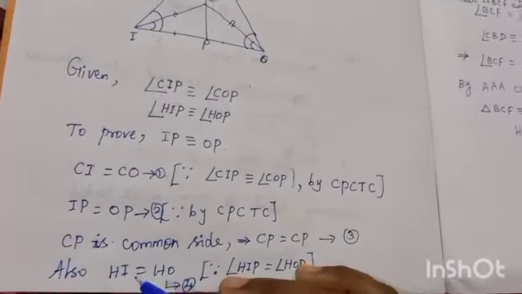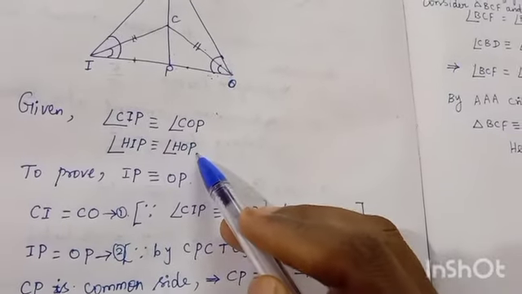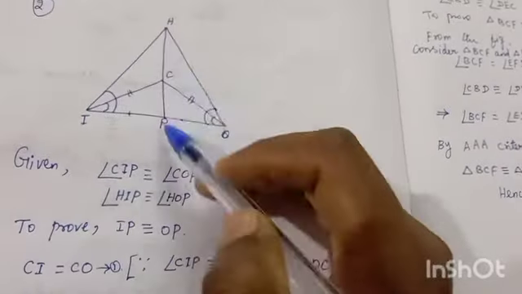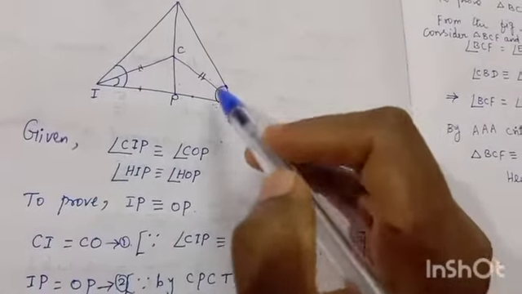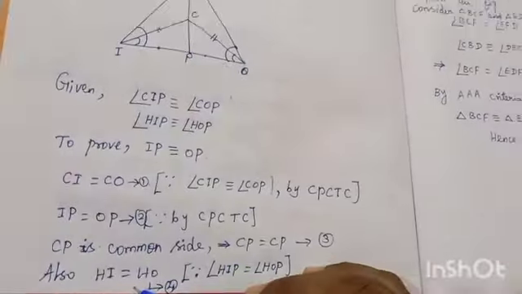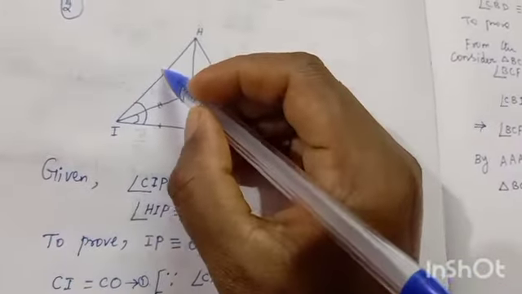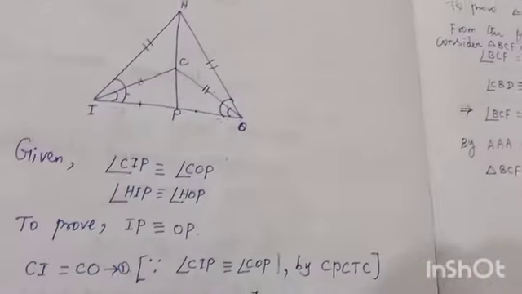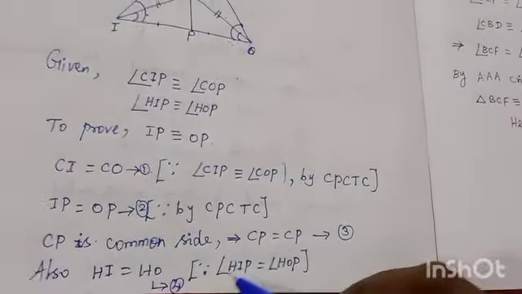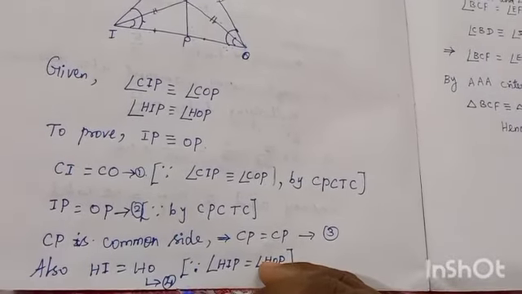Now, given angle HIP is congruent to angle HOP. For this triangle HIP, this angle is equal to this angle. So these two angles are equal. Their opposite side is HI. For this angle, the opposite side is this one. Angles opposite to equal sides are equal. So HI is equal to HO. Call it equation number 4.